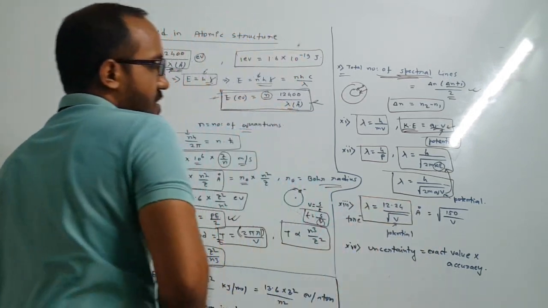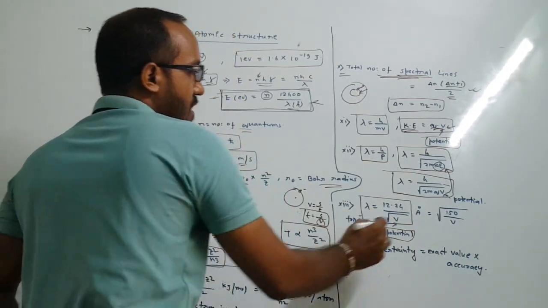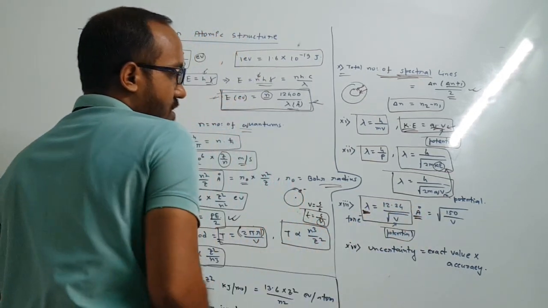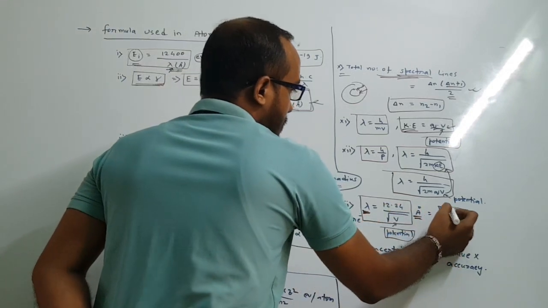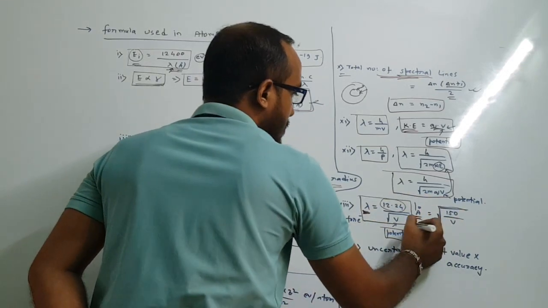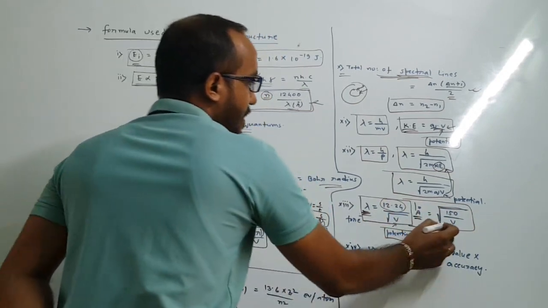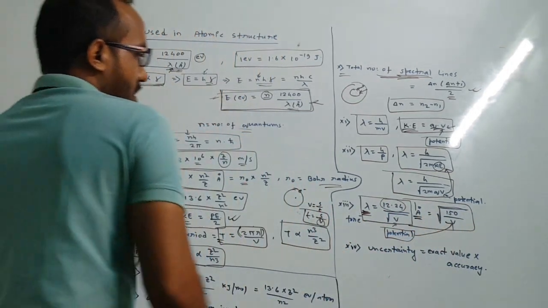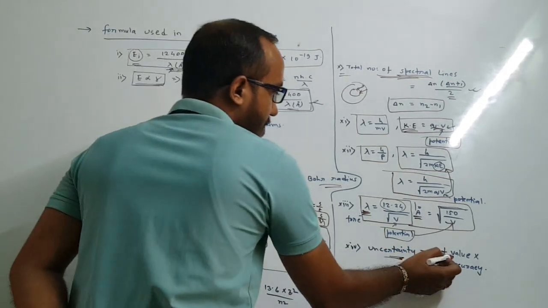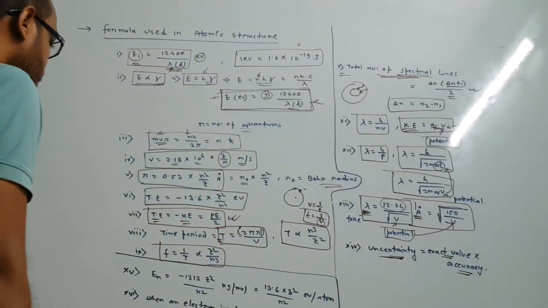Lambda equals 12.24 by root under v. Here v is again potential, this is not the velocity, and the result will be in Angstrom. If we see the square root of 150, it would be around 12.24. So we can use this formula also: lambda equals root under 150 by v, where v is potential. Remember this. Now if we are asked to find the uncertainty, we will multiply the exact value with the accuracy, then we will get the uncertainty in the position.